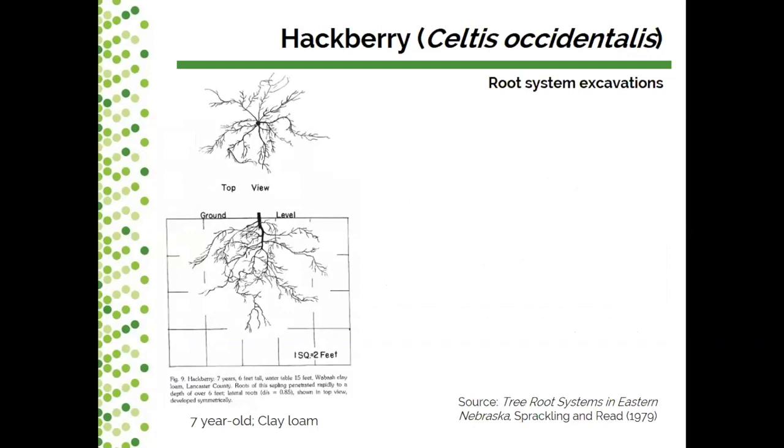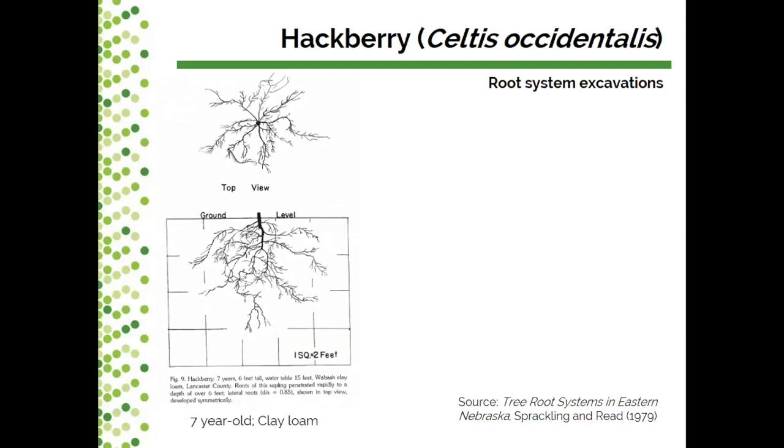In a less dominant taprooting species such as hackberry, you can see a smaller taproot that clearly formed early in its life, but you can see that it doesn't go down too deep. This is a 7-year-old hackberry tree that they dug up in clay loam soil. It's a 6 foot tall tree, but it's got roots going down about 6 feet.